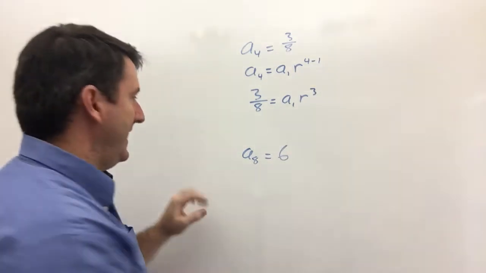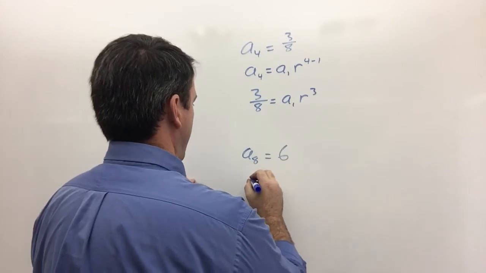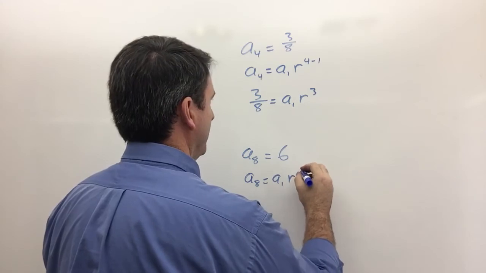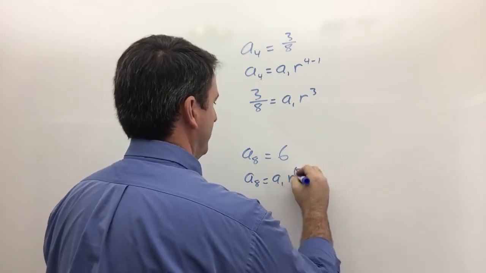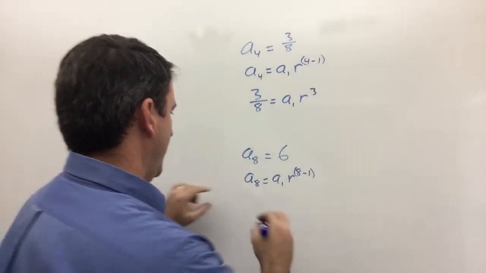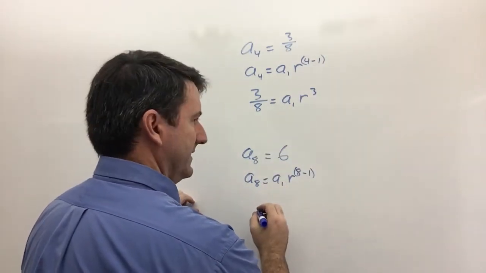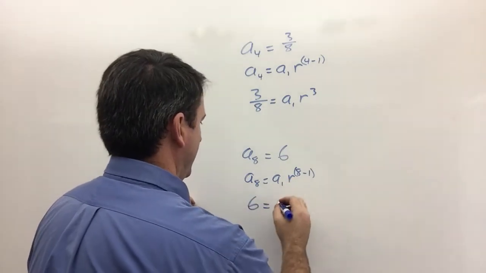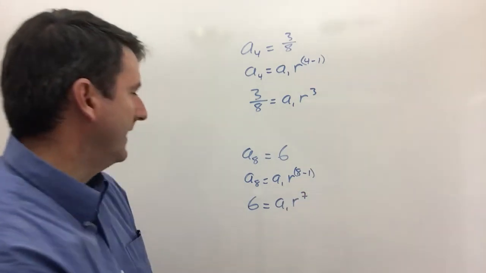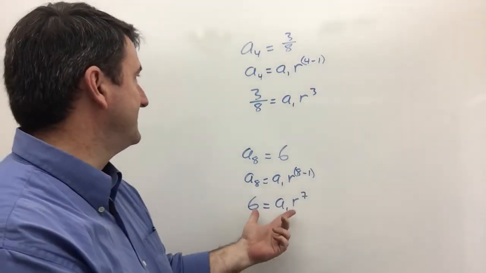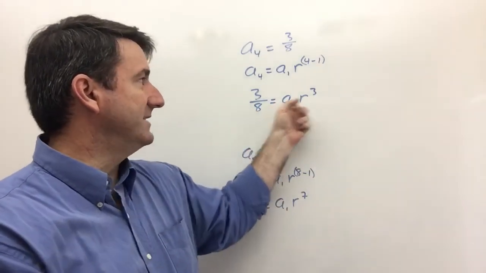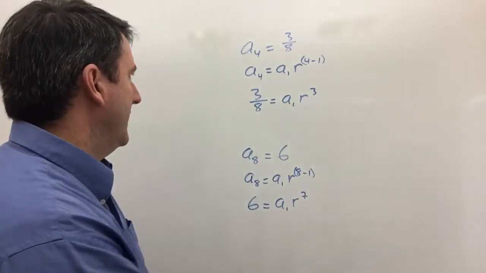And then this a sub 8 is going to be equal to a sub 1 times r to the 8 minus 1 power. So a sub 8 we were told is 6, and that's going to be equal to a sub 1 times r to the 7th. Now we have a system of equations here, this equation and this equation, and we need to solve for a sub 1 and r.